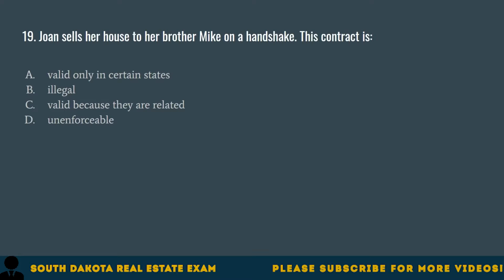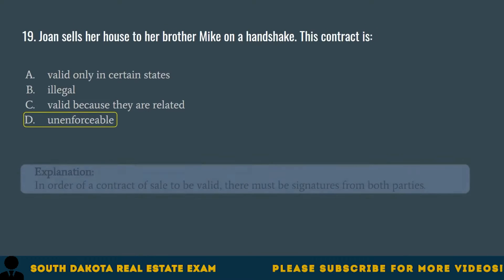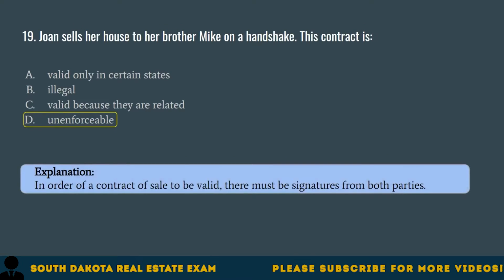Question 19. Joan sells her house to her brother Mike on a handshake. This contract is A. Valid only in certain states. B. Illegal. C. Valid because they are related. D. Unenforceable. The correct answer is D. Unenforceable. In order for a contract of sale to be valid, there must be signatures from both parties.